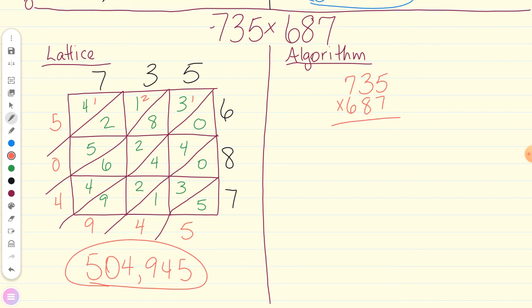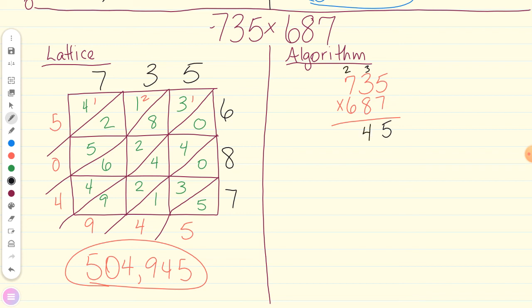7 times 5. Okay, so we start with that. 7 times 5 is? 35. I put my 5. Where do I put my 3? Above the 3. Okay, keep going. Now 3 times 7 is? 21. 24. Okay, 21 plus the 3. So I put my 4 here and I regroup my 2.